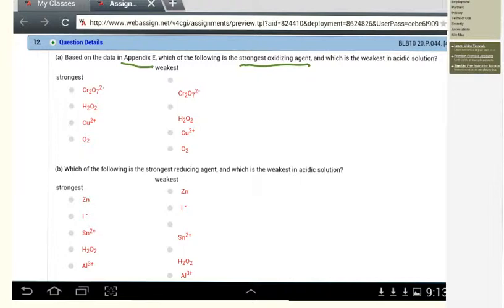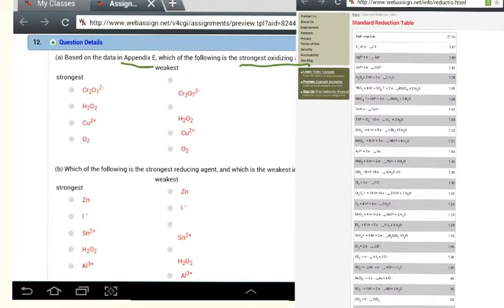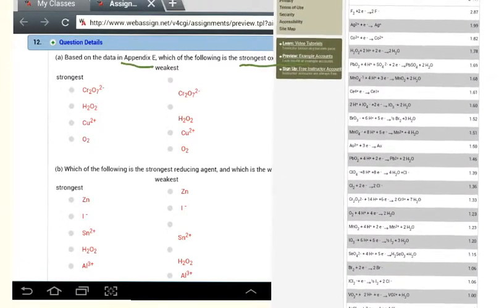So you remember that an oxidizing agent, if it's going to be really strong, will be something that is reduced really easily. So we're in our reduction potential table. Let's see if we can figure out the answer to at least a couple of these. So here it is. I'll bring it over, make it a little bit bigger.